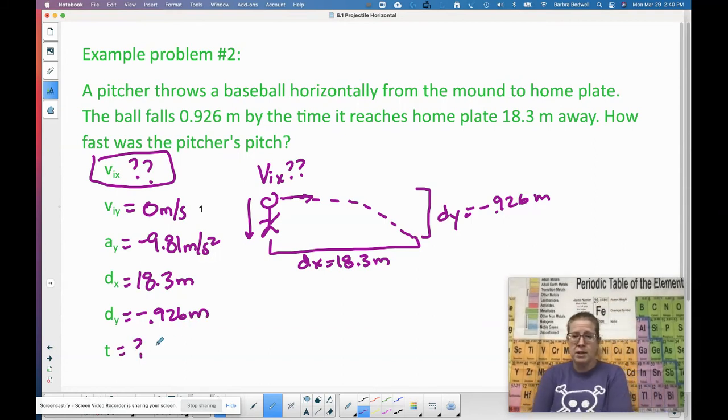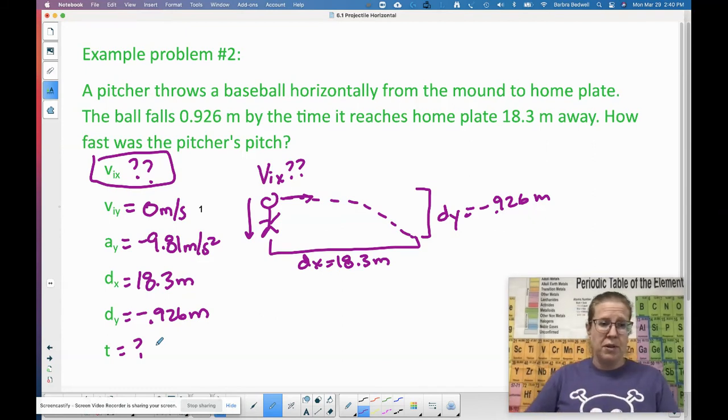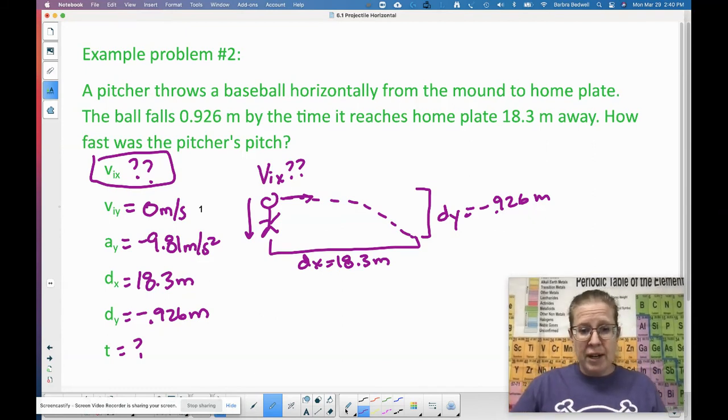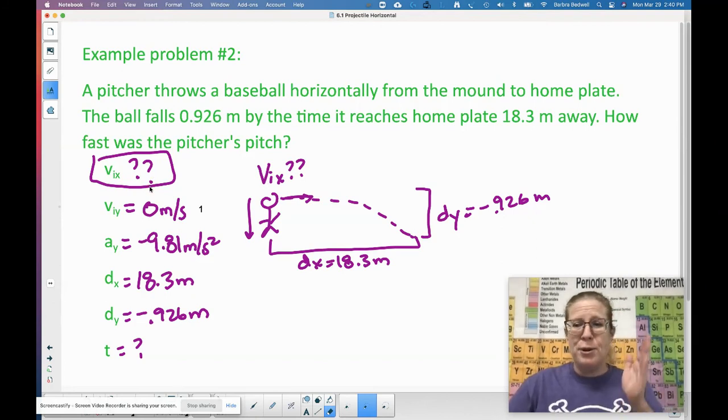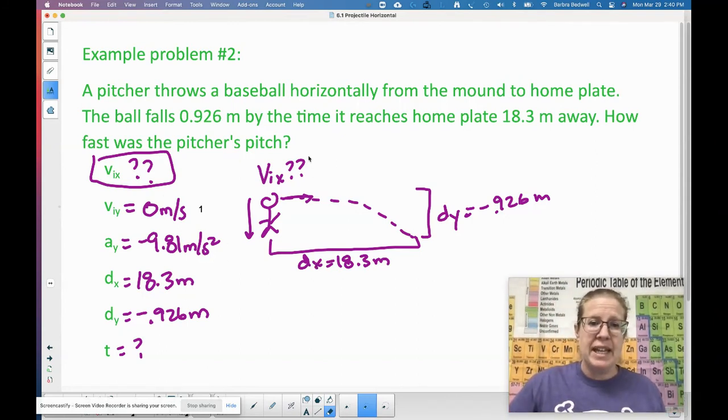Again, you're always going to find time in one dimension and solve it for the other dimension. So again, because we're trying to find DX or VIX, that means that we're going to have to solve the vertical component first. Since we know that we're trying to end in the horizontal component, we need to start in the vertical component. So we're going to use our vertical component to find time.